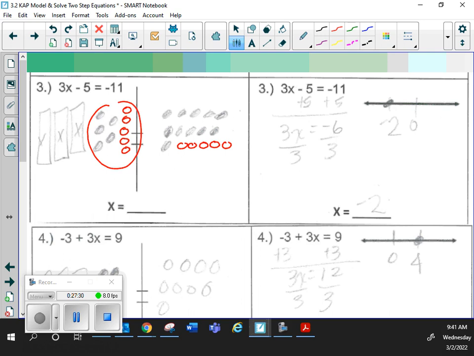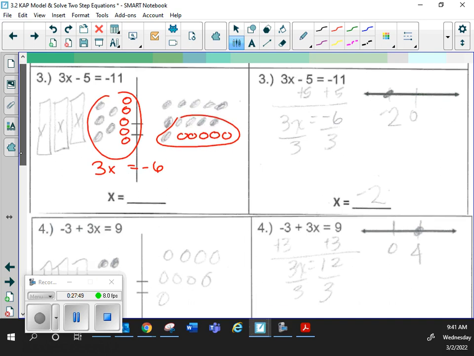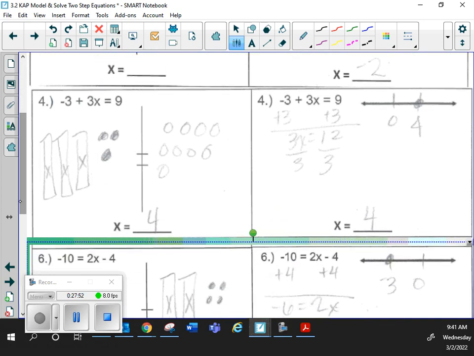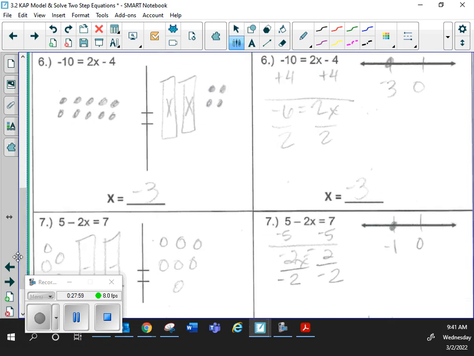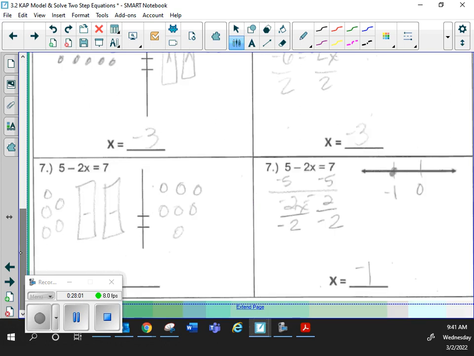Okay, these canceled out to make 3, just the 3x, and I think a lot of y'all got stuck because on this other side, you also have 0 pairs. Okay, so whenever you have negatives and positives, you cancel out both sides. You get 3x is equal to -6, and then you split them and all that stuff. On number 3, you should get x is equal to -2. On the back, number 4, x should equal 4. On 6, we get x is equal to -3. And 7, x is equal to -1.